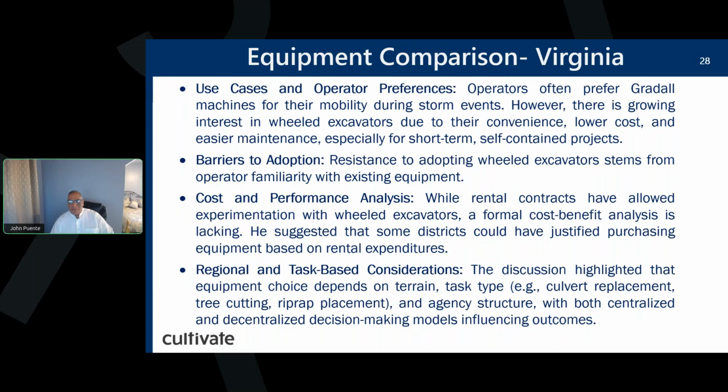As with most of the other states, Virginia highlighted equipment choices based on terrain and work type. One major item they identified was having both what they called a centralized and decentralized governance model that influenced their overall decisions. What that means is that the budget is handled centrally, while the equipment requests and justifications come from the districts and regions, and then central office helps with the procurement process.